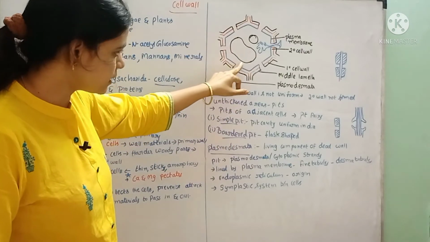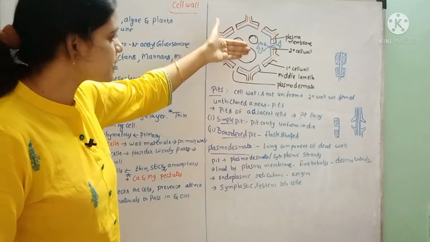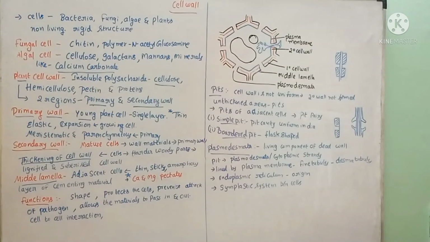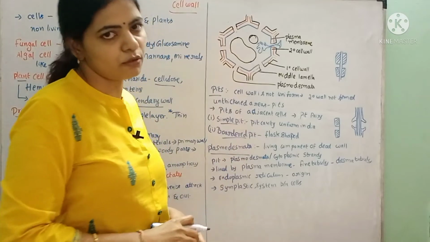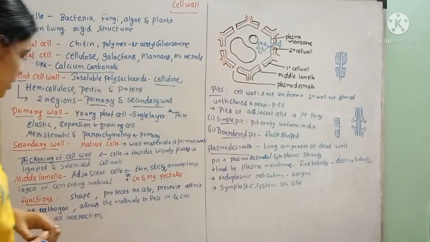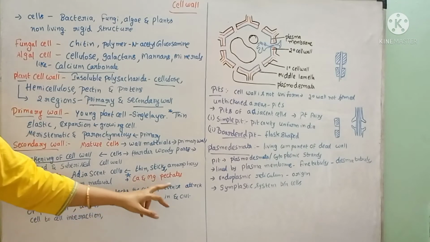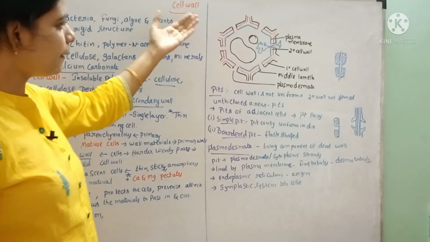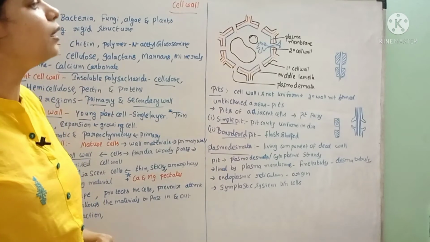By means of this cell wall only, several materials can move from the outside to inside and inside to outside, and with the cell wall, the cell to cell interactions also occur. These are the functions of the cell wall. So what are the functions? Once again, it gives a shape, protects the cell from the pathogens, allows the materials to come inside and outside the cell, and the cell to cell interactions take place with the cell wall.